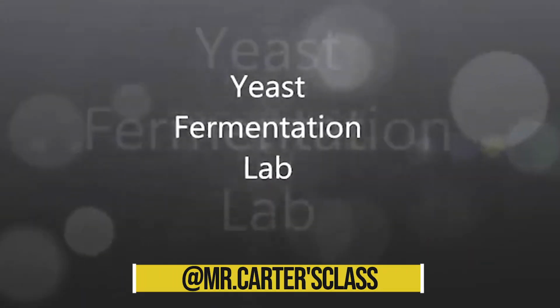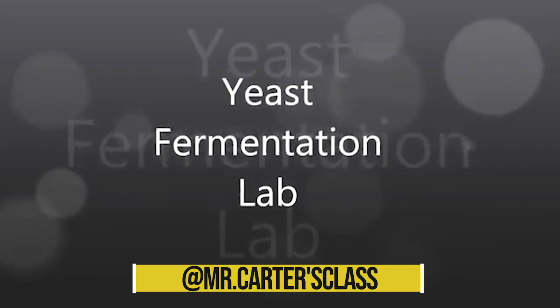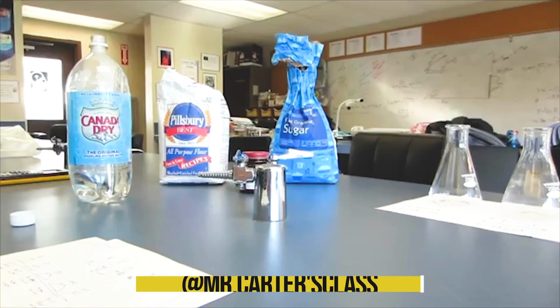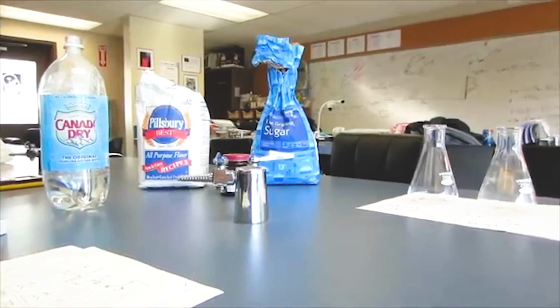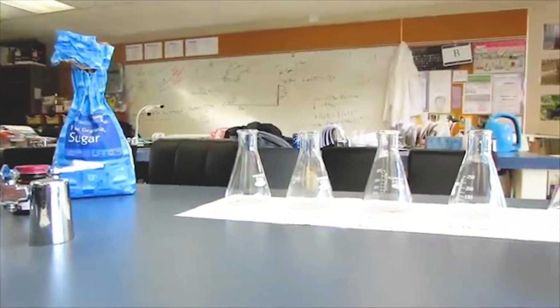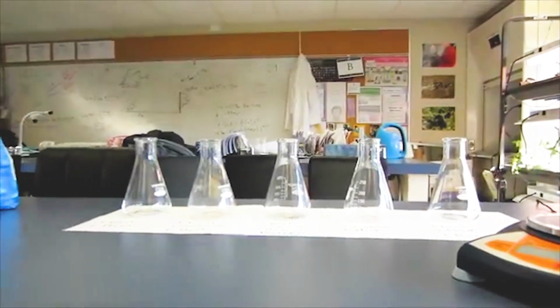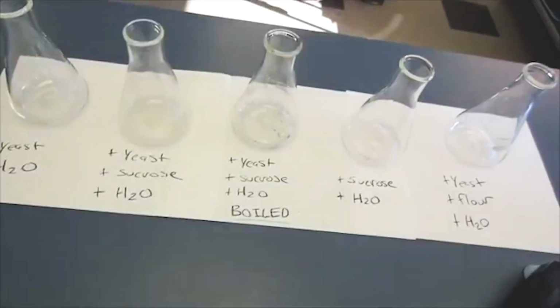We're going to look at the fermentation of simple sugars by yeast. That's why I creatively call it the Yeast Fermentation Lab. It's a very simple lab. All we need is some water and some food for the yeast. I've got flour and sugar, and some yeast, which you can buy in the grocery store. I have several different flasks, 5 different flasks, and I'm going to create different conditions for the yeast to grow in.